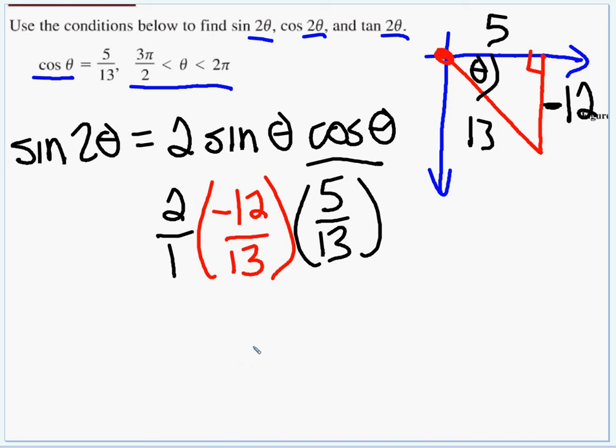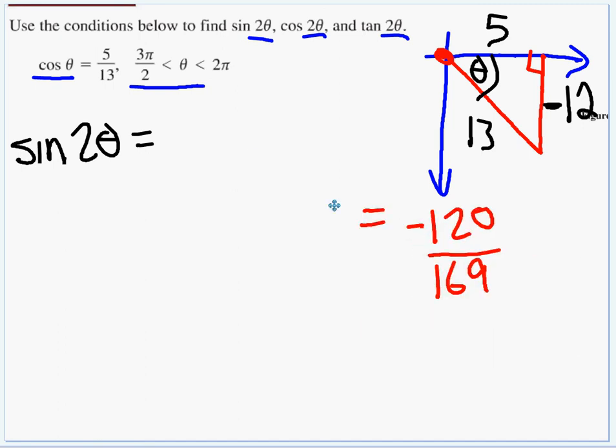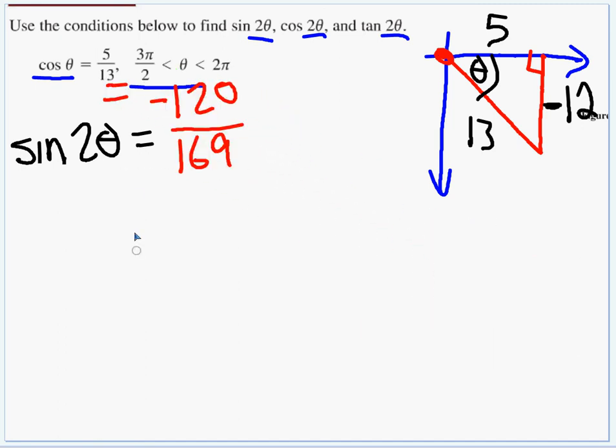Okay, let's multiply straight across. 2 times 5 is 10, times -12 is -120. Downstairs, 13 times 13 is 169. So there is the sine of the double angle. We set up our triangle, and then we use the formula to get there. Nice. All right, cos of 2 theta.